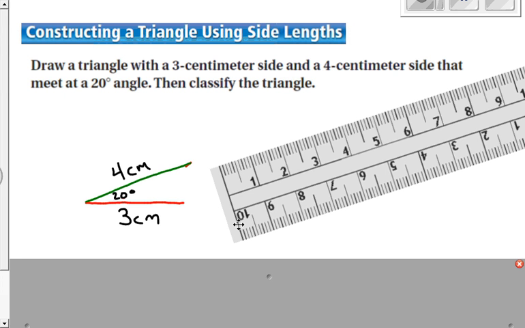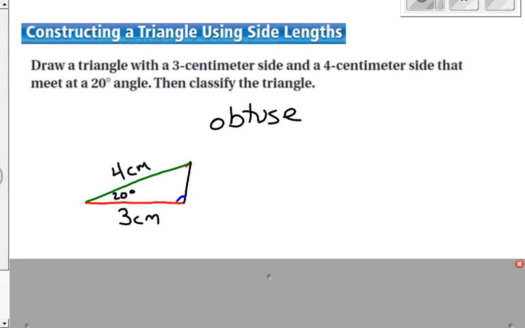So now I need to connect my line. So there's my other line. Now, I have a 20 degree, and if you look, this angle right here is more than 90 degrees. So it is not an acute triangle. It's not a right triangle. It is an obtuse triangle. And we know that none of the sides are the same because we have a 3 and a 4, and obviously this one here is a lot smaller, so it would be scalene. So we have an obtuse scalene triangle.